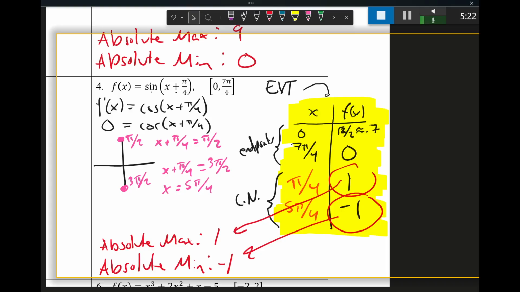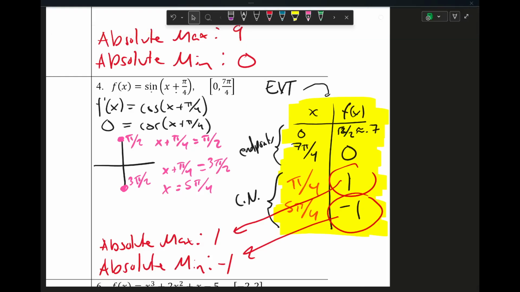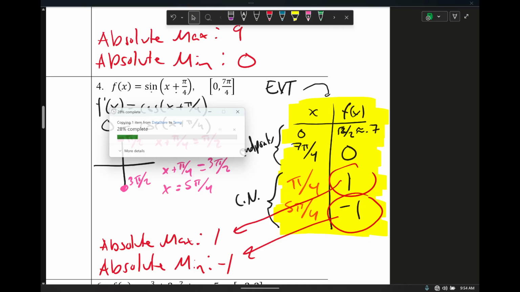So you wouldn't lose points if you tested other x values. You probably would lose points if you don't test all 4 of those x values though. So always test the endpoints and always test the critical numbers. And then your max and min has to be in that list.